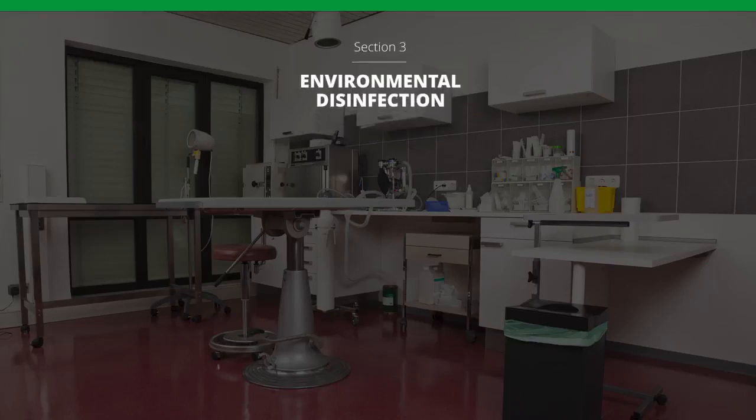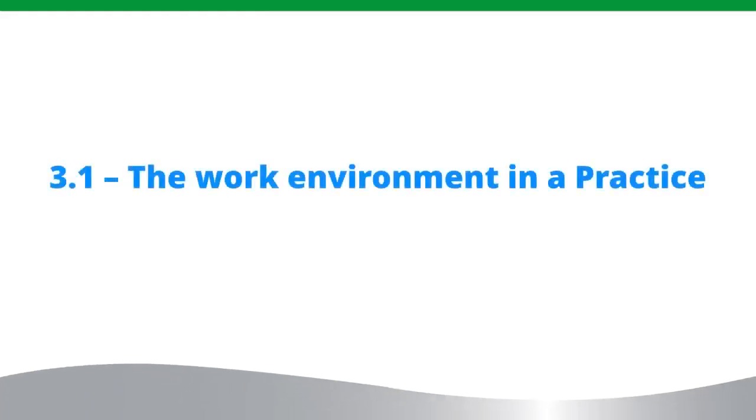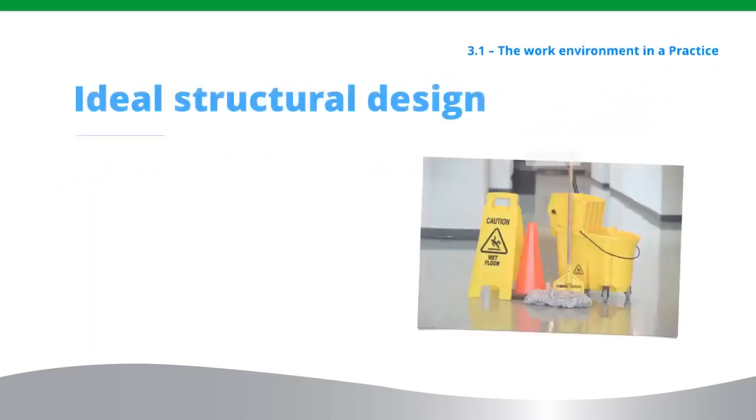In this section, we'll be looking more closely at the environment in which we work and setting out some general rules for surface cleaning. Then we'll look at specialized items of equipment and how to clean them, before ending with a look at swab testing. As before, you'll have the opportunity to test your knowledge with 8 multi-choice questions before moving on to the fourth section. The ideal practice will be designed for hygiene maintenance from the ground up.